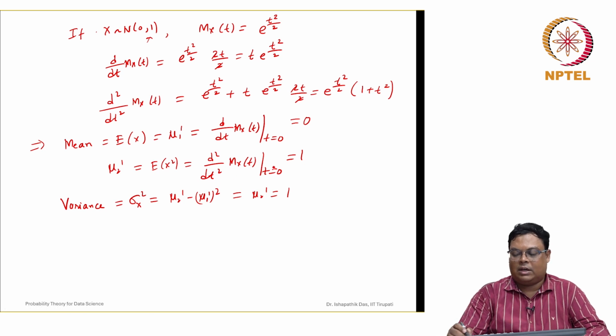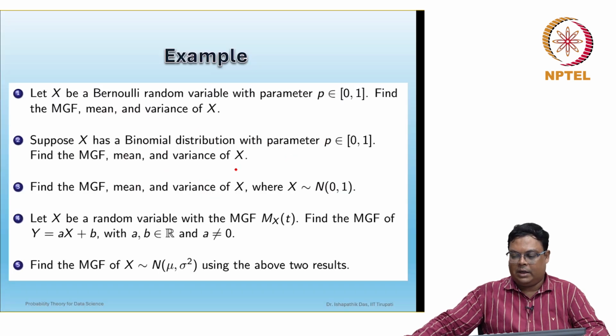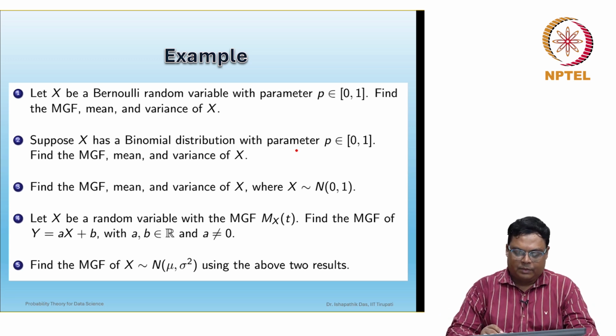So this is very simple: if we know the moment generating function, it is very simple to compute the mean and variance of this random variable. Now this was one of the examples. Next we will discuss some other properties of the moment generating function. So let us discuss this property.